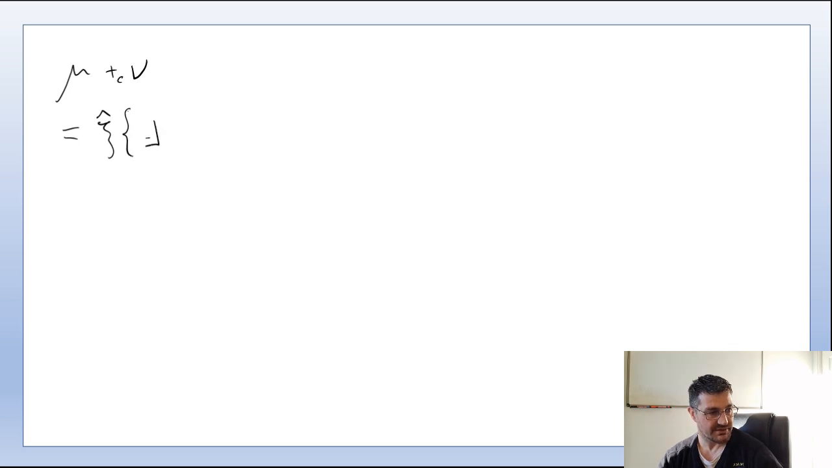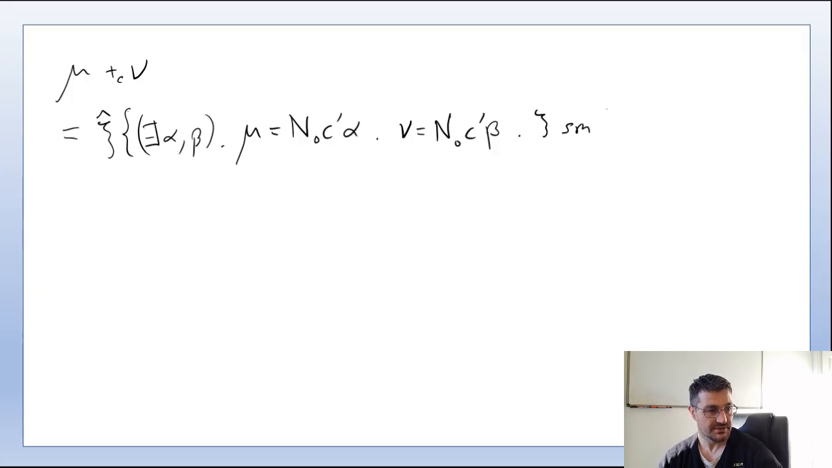So this is: there exist alpha and beta, classes, such that mu is equal to n sub 0 C primed alpha, nu is equal to n sub 0 C primed beta, and psi is similar to the arithmetical class sum of alpha and beta. So this is how we define the sum of two cardinal numbers.